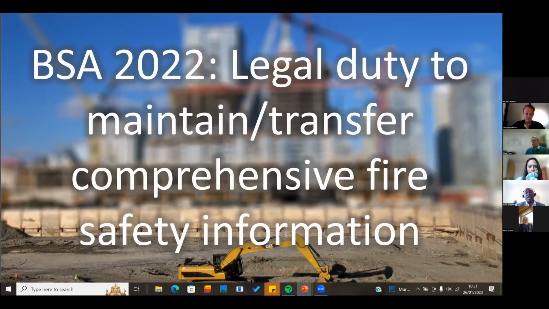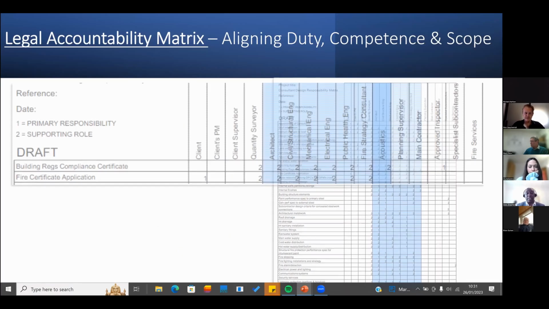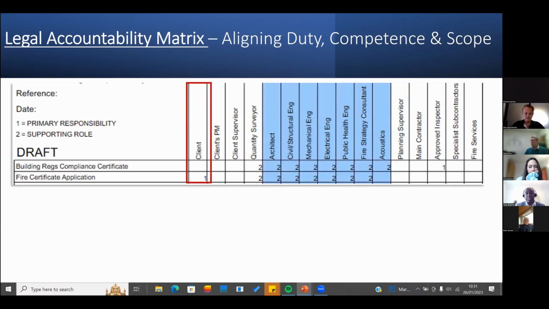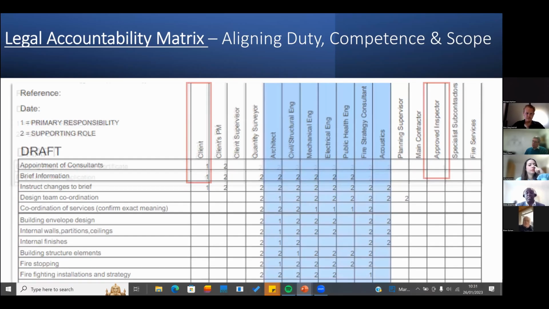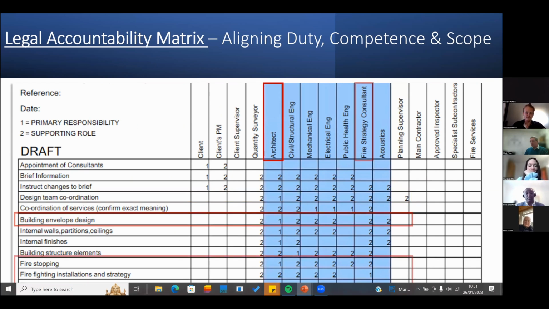So the Building Safety Act 2022 imposes a legal duty to maintain and transfer comprehensive fire information. And what that means is that it needs to be not just a responsibility matrix, but a legal accountability matrix. As you can see here, very specific individuals have been highlighted as being responsible for building regs compliance or fire certificate. Specific parties have a supporting role in conjunction with others in terms of coordinating the design team, in terms of fire stopping, and also the other features that you see listed here.